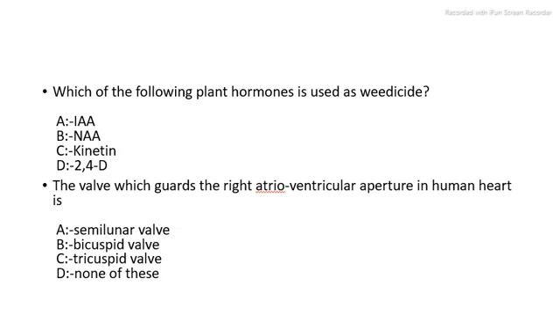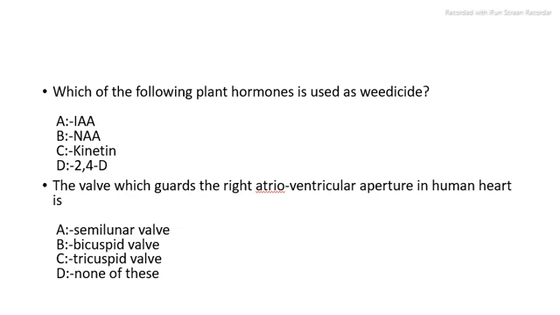So next question, which of the following plant hormones is used as weedicide? Option A, IAA, option B, NAA, option C, kinetin, option D, 2,4-D. So which of the following plant hormones is used as a weedicide? So the correct answer is option D, that is 2,4-D.